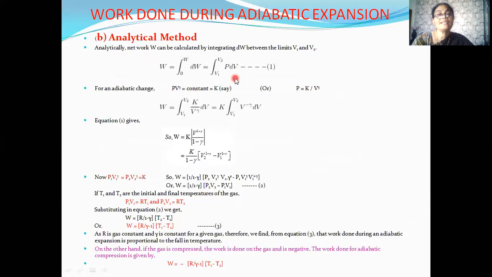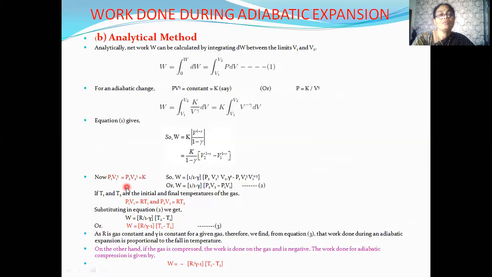Substituting this in this equation, we will get W is equal to the integral from V1 to V2. Instead of P, we will write K by V to the power of gamma dV, where K is a constant. Integrating over the limits V1 to V2, 1 by V to the power of gamma is V to the power of minus gamma dV. On simplifying, we will get W is equal to K by 1 minus gamma, applying the limits, V2 to the power of 1 minus gamma minus V1 to the power of 1 minus gamma.